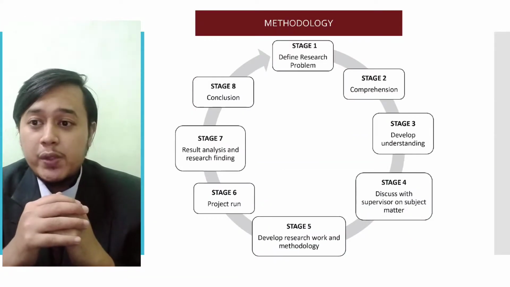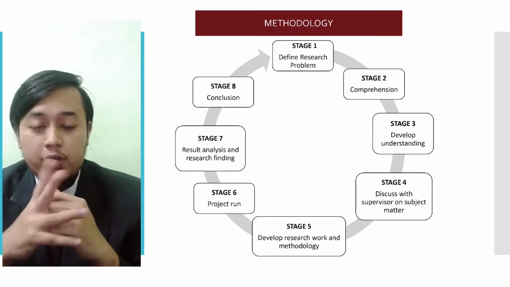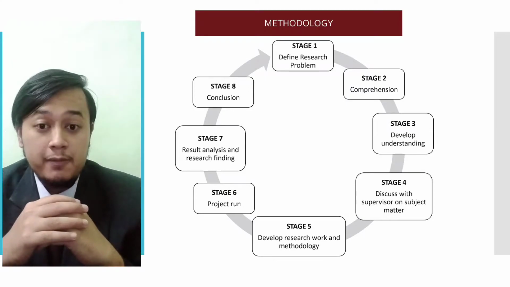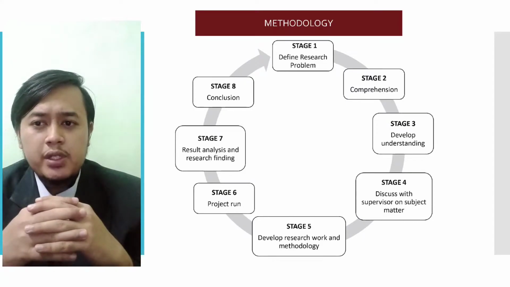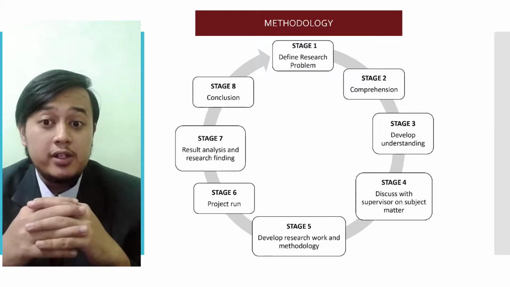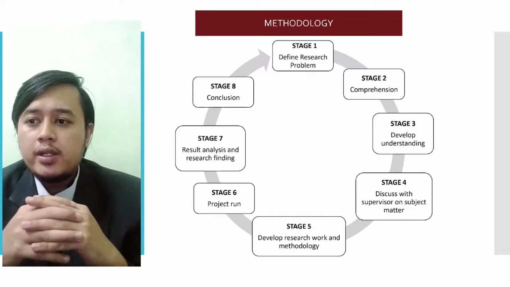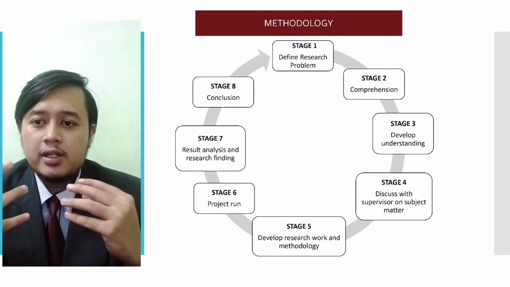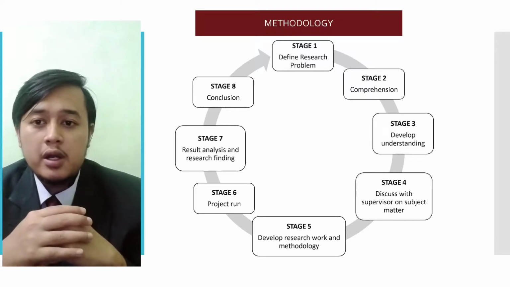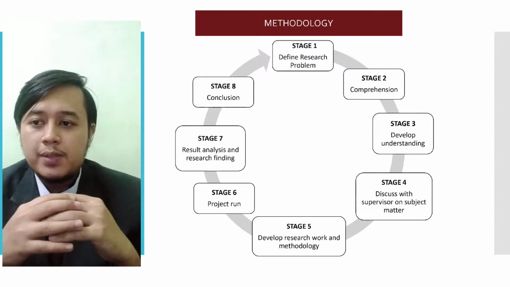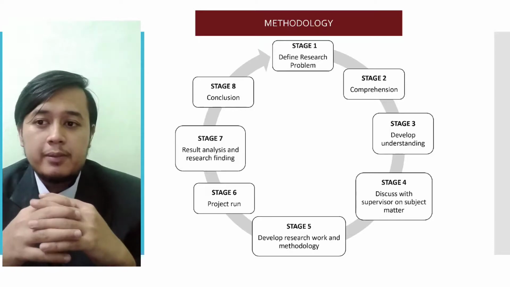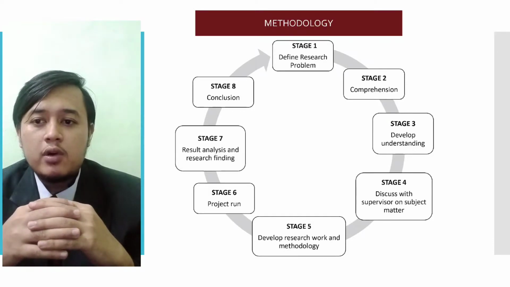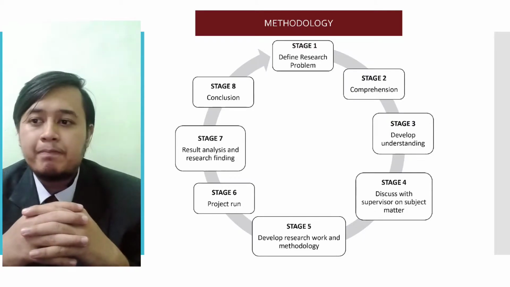For the methodology, we started with project procedure. In stage 1, which is define research problem, project procedure begins with identifying problem in the subject matters. Stage 2, where comprehension started. For more understanding and better clarification on such topic, reading comprehension is important to support the objective of the project. Before coming up with the literature review, understanding more about the topic is much needed.